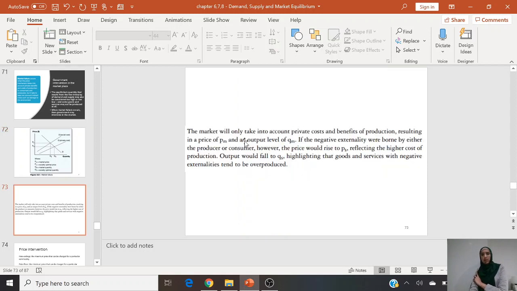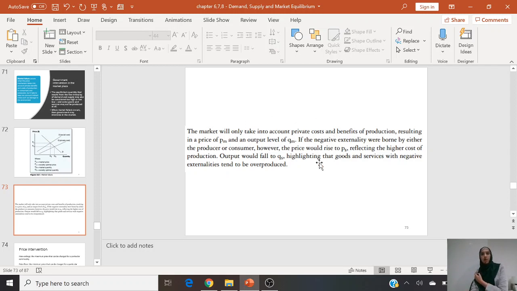Now, over here it says that the market will only take into account private costs. That's what we've spoken about. Businesses only take into account the private cost, which is their own cost. They don't take into account the cost or the suffering that they're causing to other people. Remember, greediness. Businesses are greedy. That's what they want, right? Not all of them, obviously, but the main aim of a business is to make money.